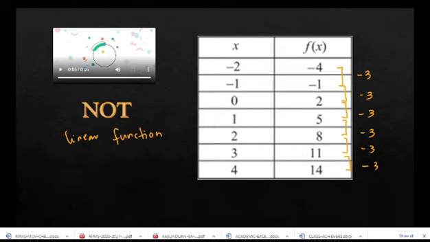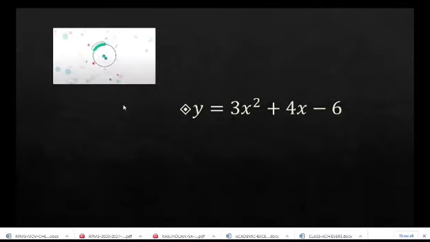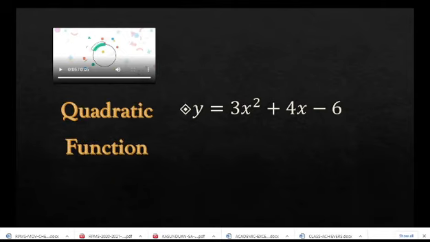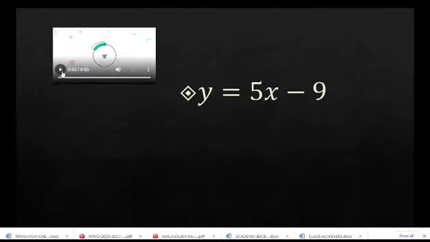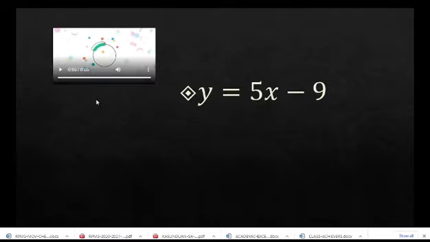Okay, let's have the next one. Time starts now. Okay. So, if your answer is a quadratic function, you are correct since the highest exponent is 2. Next. Time starts now. Okay. If your answer is not, you are also correct since this is a linear function which has the highest degree of 1. Next.